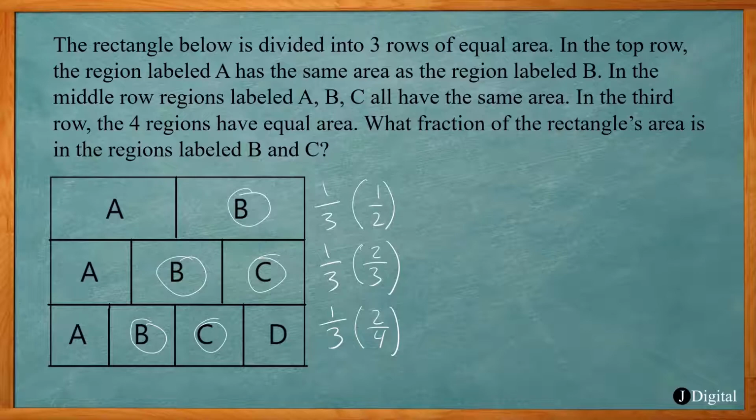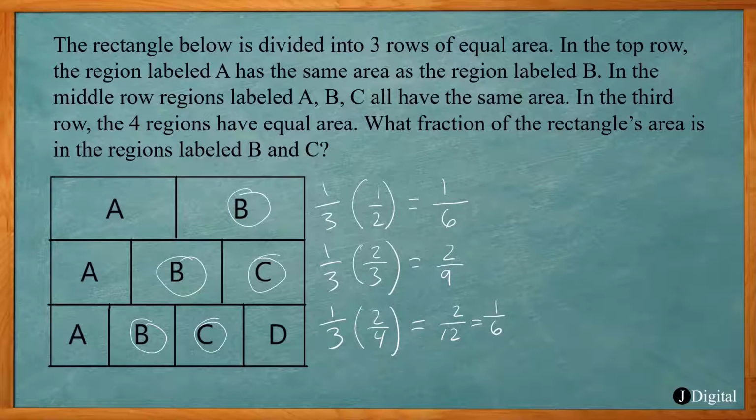Now when we multiply fractions, we multiply the numerators together, and then multiply the denominators together. So that gives us 1/6. The second one gives us 2/9. And the third one gives us 2/12, which reduces to 1/6. Okay, so we need to add these 3 together.